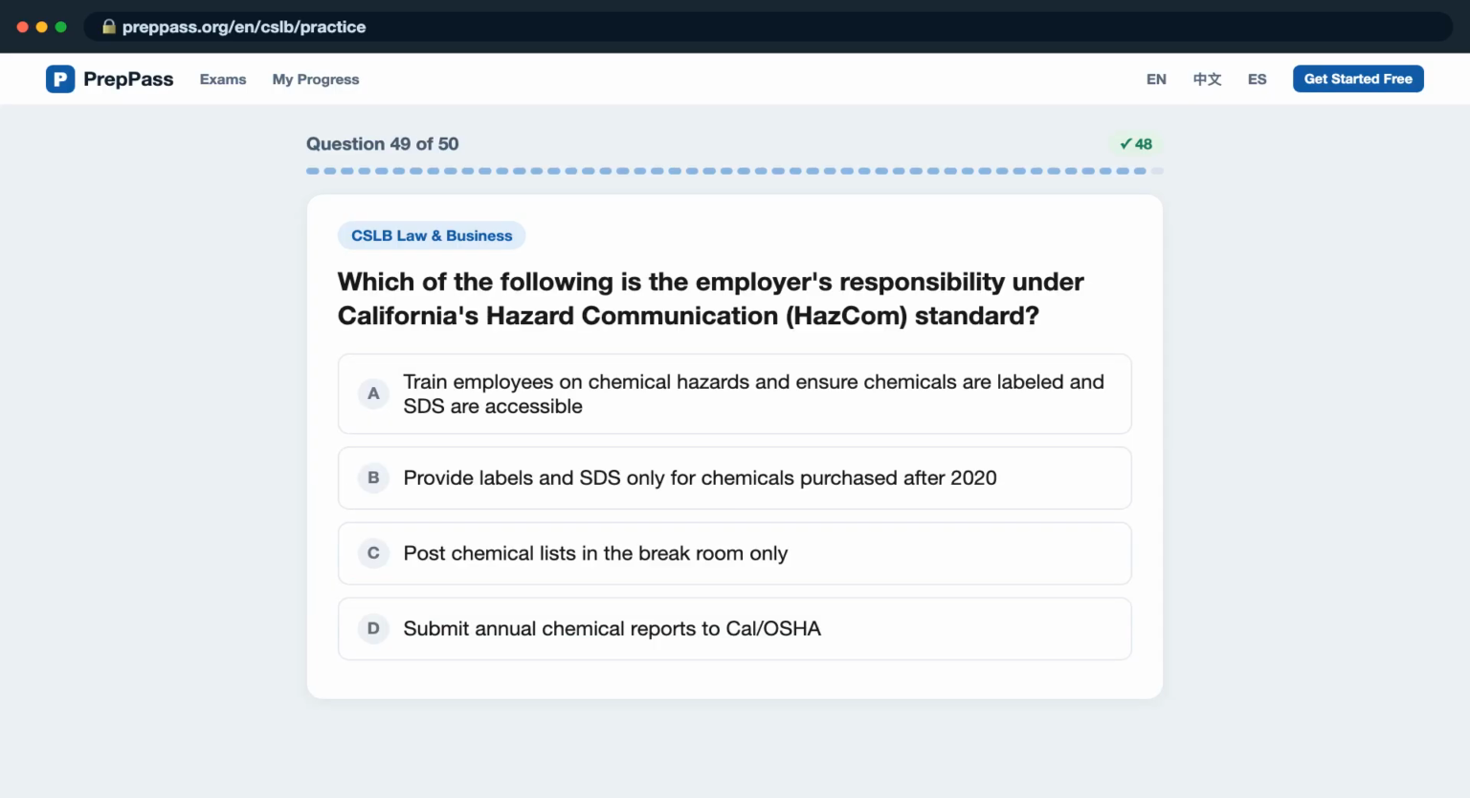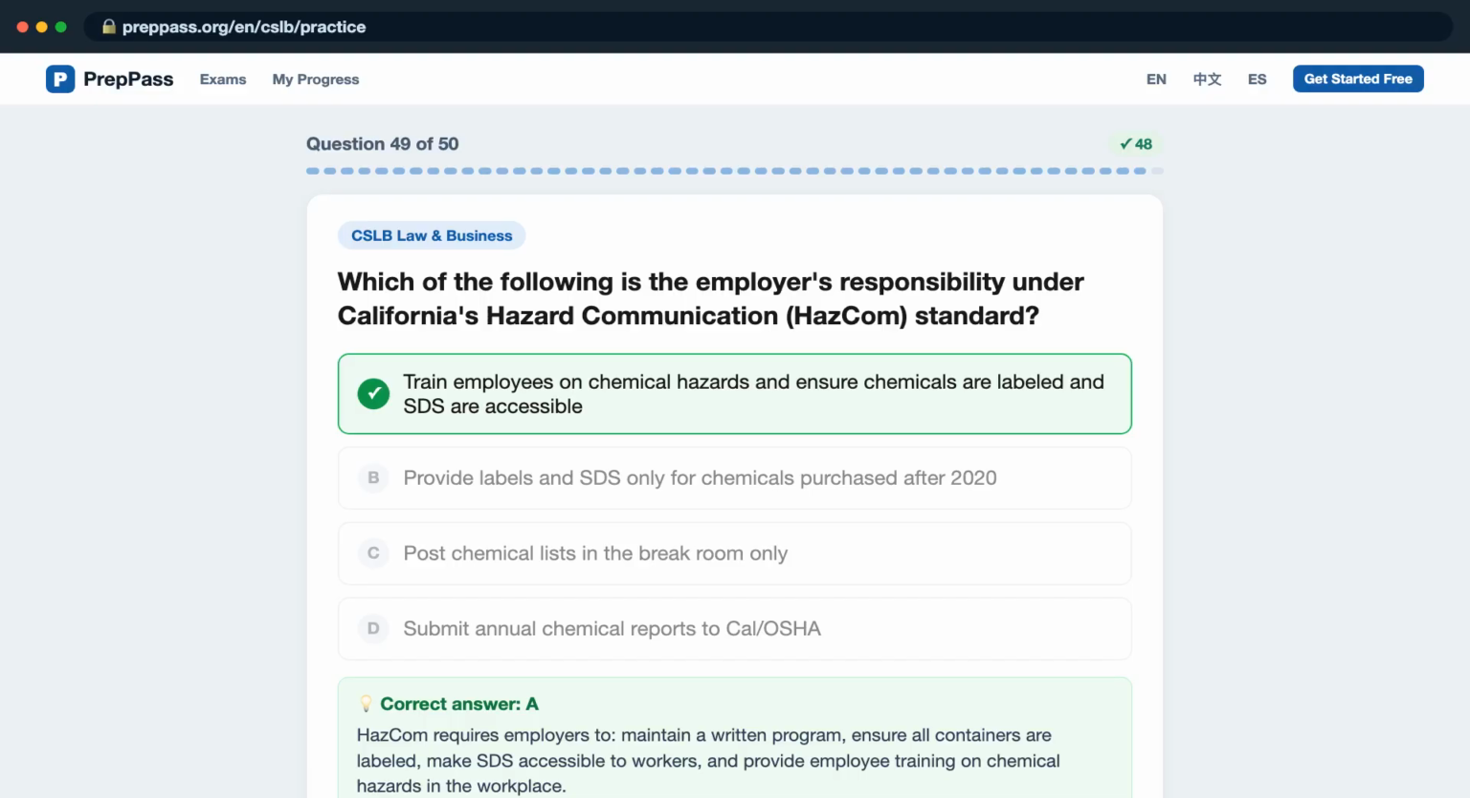Question 49. Which of the following is the employer's responsibility under California's Hazard Communication (HAZCOM) standard? Is it A, train employees on chemical hazards and ensure chemicals are labeled and SDS are accessible? B, provide labels and SDS only for chemicals purchased after 2020? C, post chemical lists in the break room only? D, submit annual chemical reports to Cal/OSHA? The correct answer is A. HAZCOM requires employers to maintain a written program, ensure all containers are labeled, make SDS accessible to workers, and provide employee training on chemical hazards in the workplace.